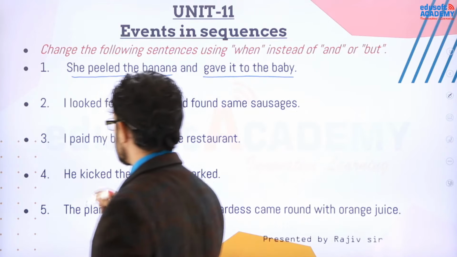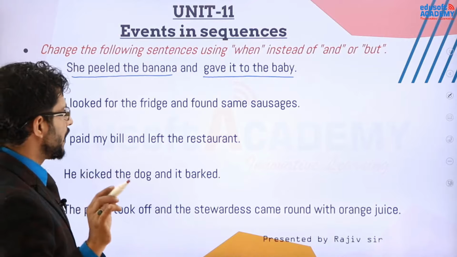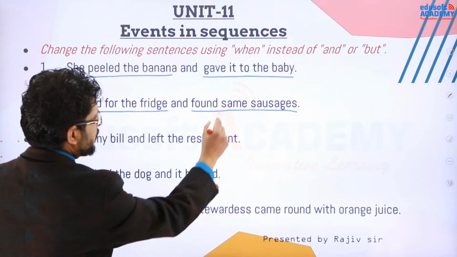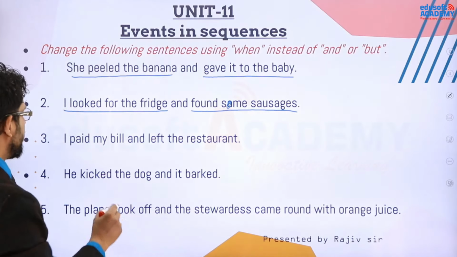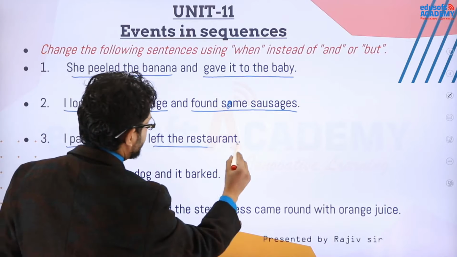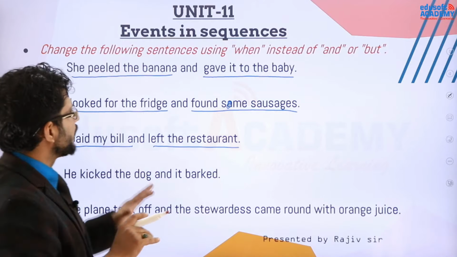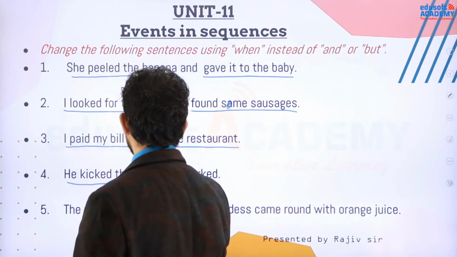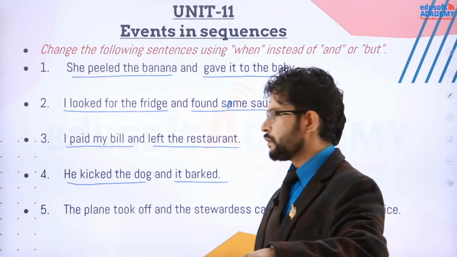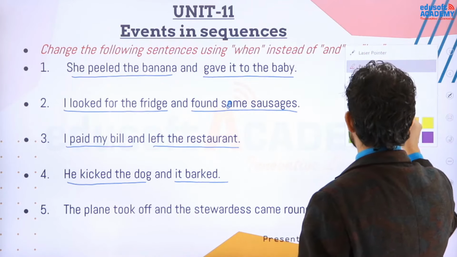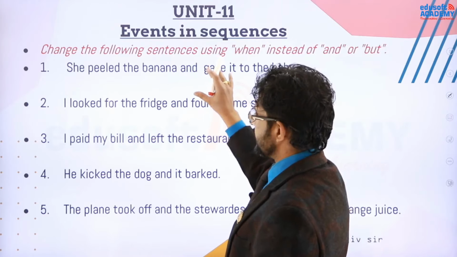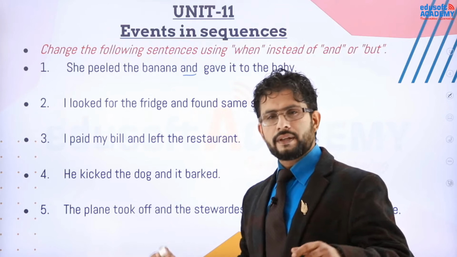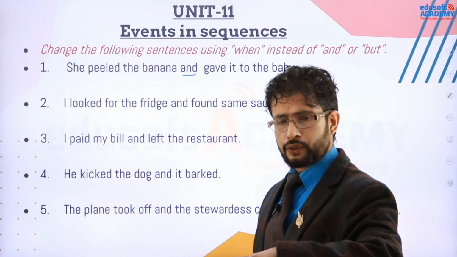In a similar way, such questions are there. Look, everywhere you can find two events. I looked at the fridge. I found some sauces. Here, I paid my bill. I left the restaurant. So here you can find events in sequence, two different events. He kicked the dog and it barked. So what I'm trying to tell you is that you can see two different sentences, which we call events, connected by and or immediately like that, but also connected.